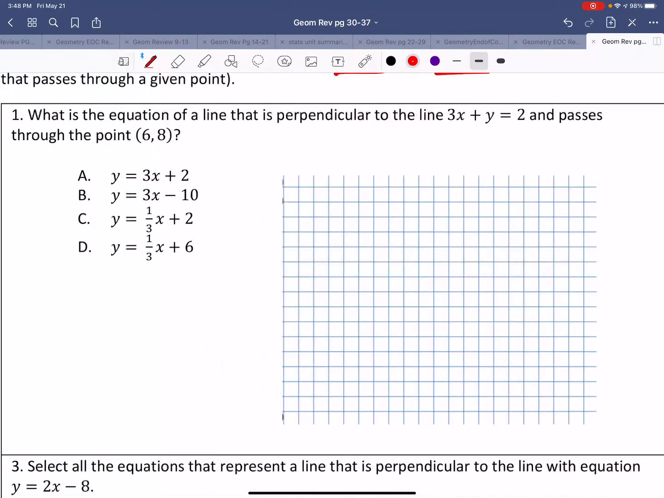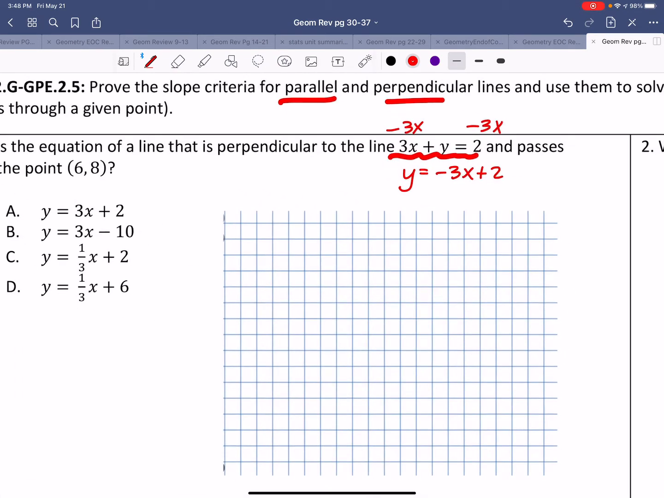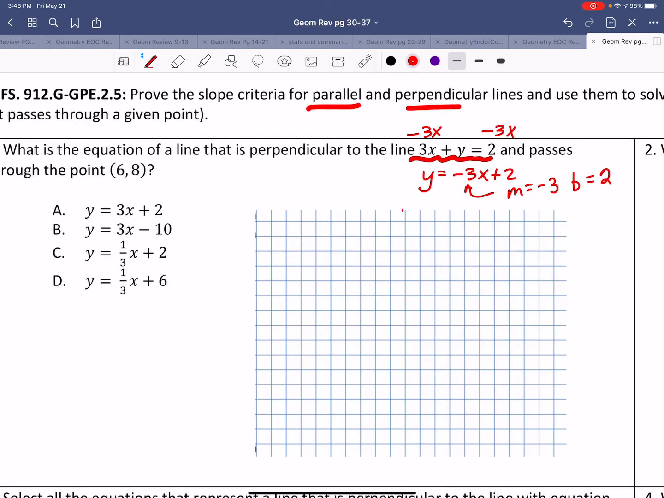Okay, so here's our equation, and we have to put it in slope-intercept form. So if I subtract 3x on both sides, I get negative 3x plus 2. Now I know the slope. The slope's the number in front of the x, and b is where it crosses the y-axis. You don't have to graph this, but it should help you understand why. So b is where it crosses the axis, and the slope is negative 3. So I'm going to go down 3 over 1, right? Down 3 over 1, that's my slope.